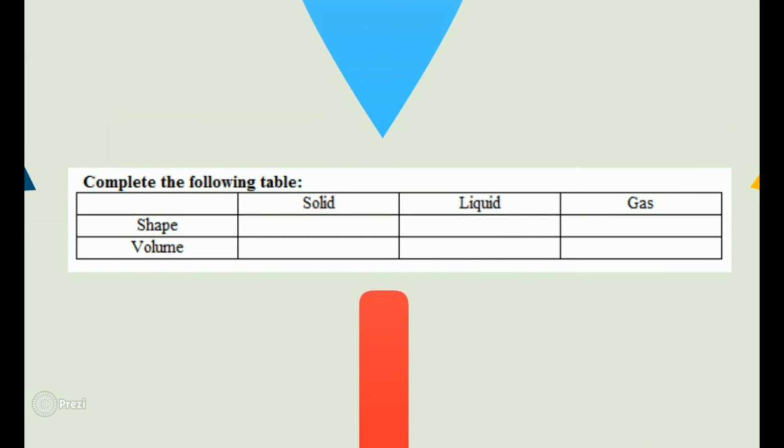Let's actually take a look at something. So fill in the following chart. Write in definite or not definite. Or yes or no. I don't really care. So for example, you see the solid column? You need to tell me what its shape is, if it's definite or not, or what its volume. All right, let's see how y'all did.